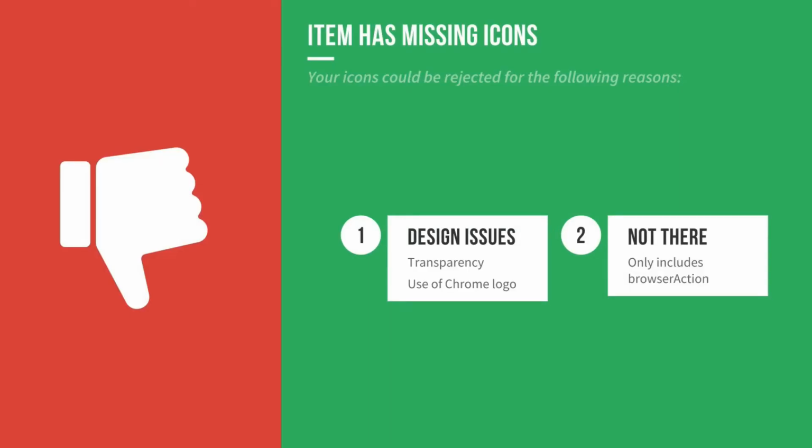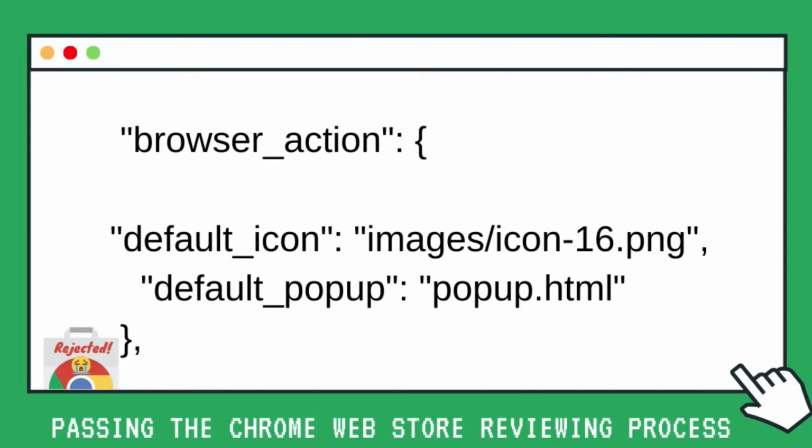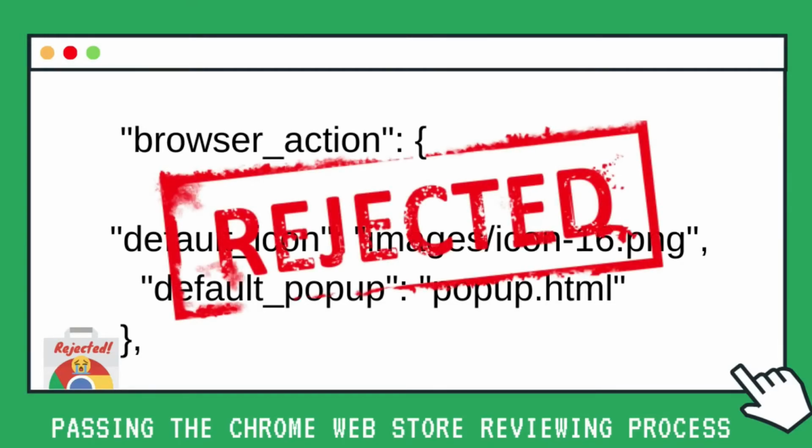Another reason is that you are simply missing the whole icons key and you're only including the browser action. Let me show you. In this example, you have your browser action key in your manifest and you have a default icon. So what's the big deal? There's the icon, how am I missing it? But this is not the icon that they're referring to. There is actually an icons key that you need to include, and we'll look at that later. So this one is rejected.